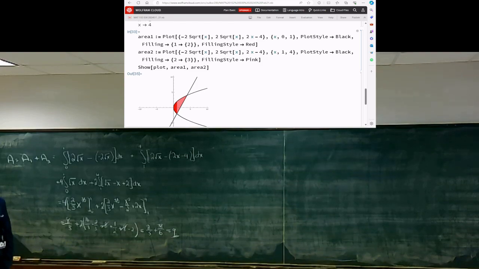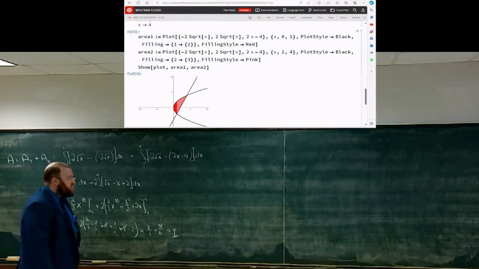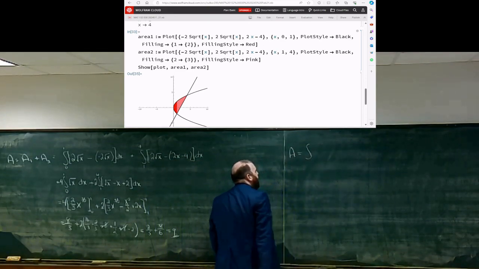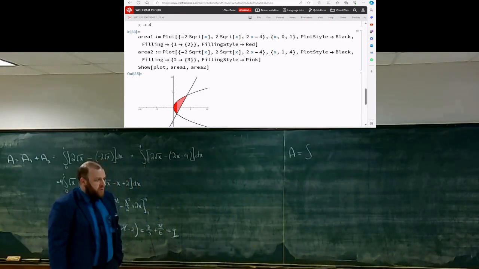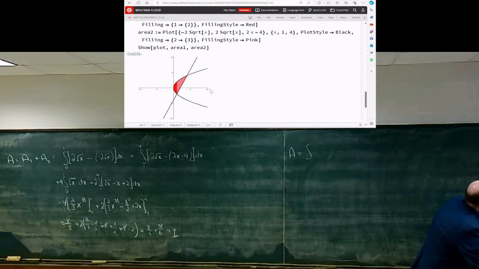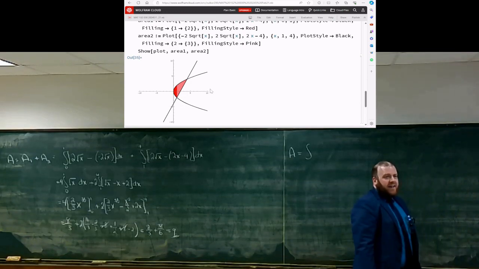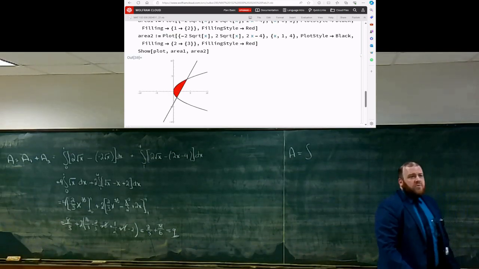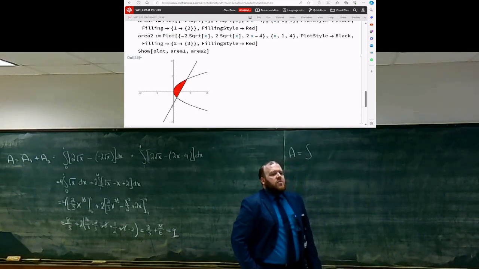Oh my. What if I told you there's an easier way? Instead of doing it with respect to x, do it with respect to y. Now you only have one region.